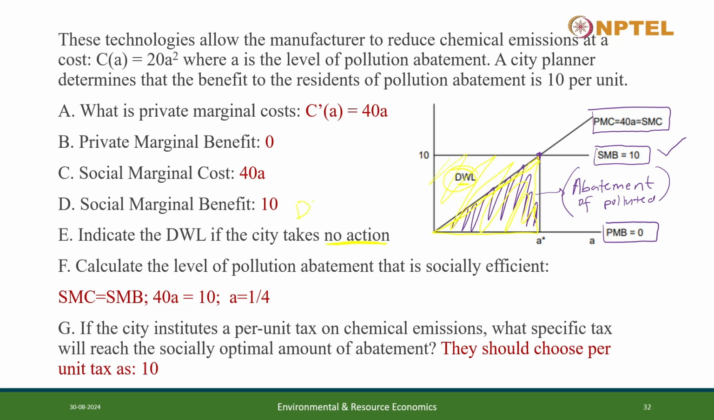So, deadweight loss is given by social marginal benefit minus social marginal cost. So if we subtract the cost and benefit, then we get the deadweight loss. So the deadweight loss gives us the no action case. If there is no action being taken, then what will be the loss to the society? Is it clear? The E part? Any question?